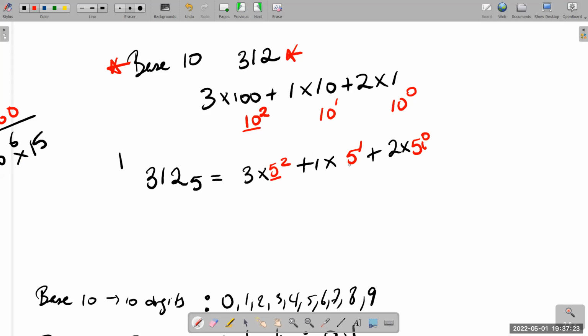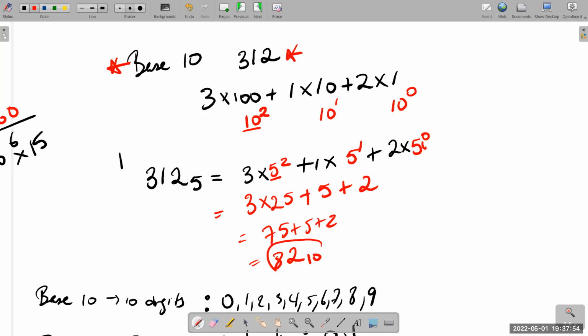So to change this back to base 10, you gotta work out this answer. So guess what we gotta do? There's going to be 3 times what? 25. Everybody see that? Plus what? 1 times 5 plus 2 times 1, which is 2. So the final answer, this number in base 10, is going to be 75 plus 5 plus 2. That's what? 82. So 82 in base 10 is the same thing as 312 in base 5.